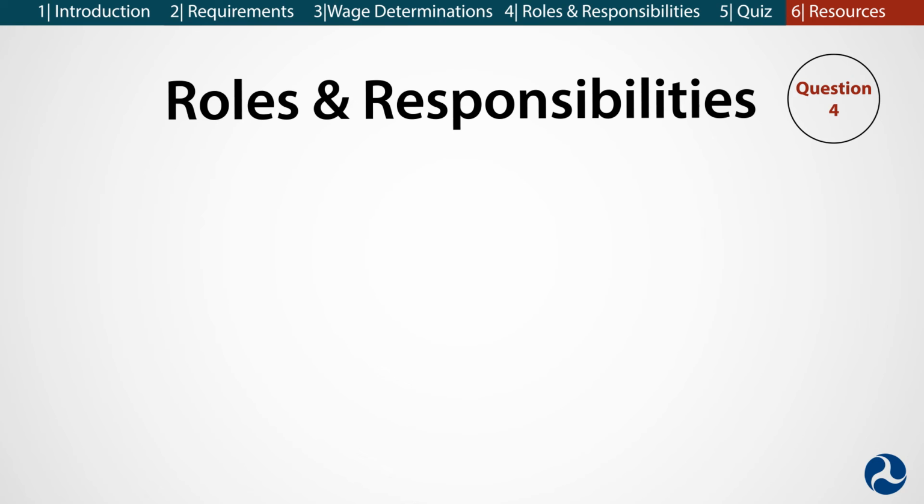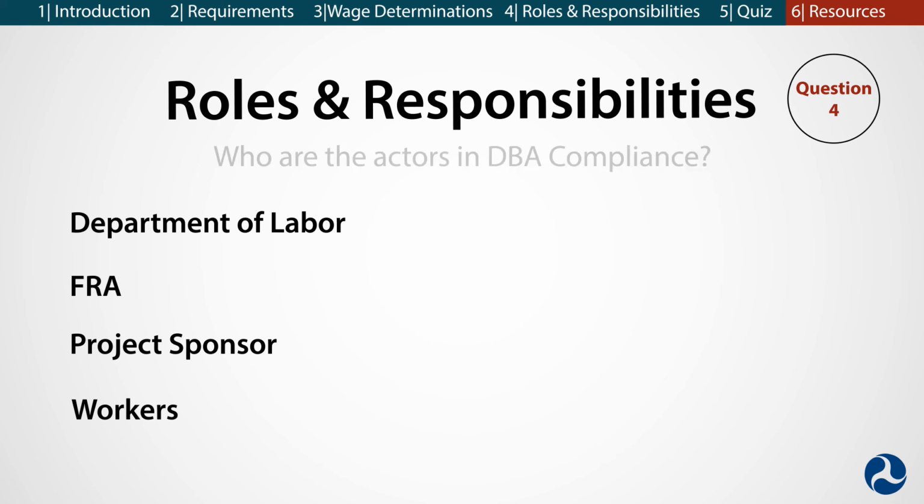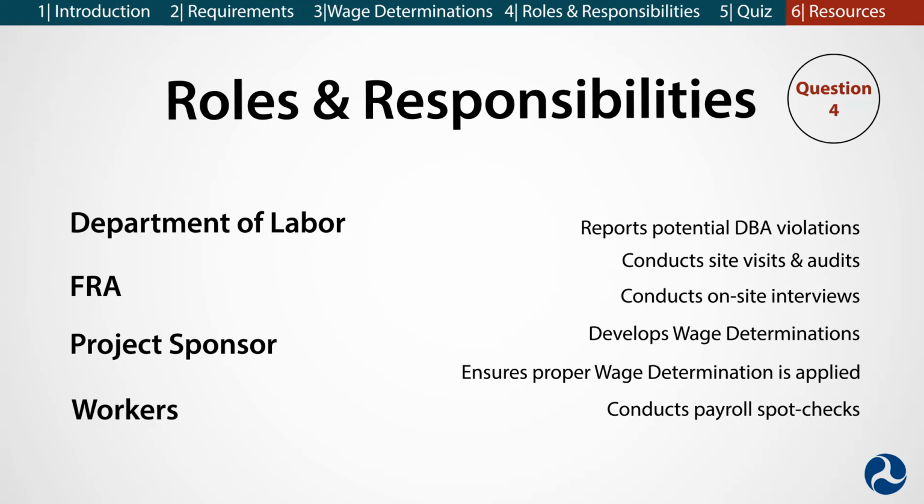Question 4. Let's sort out the roles and responsibilities when it comes to the Davis-Bacon Act. So who are the actors in DBA compliance? Right. There's the Department of Labor, the grant or loan-making agency, in our case the FRA, the project sponsor, and the workers. Now, let's try to match these roles with the responsibilities they each have under the Davis-Bacon Act. Let's go down the list, starting with who can report potential DBA violations.